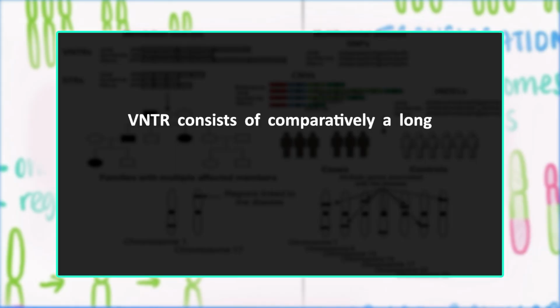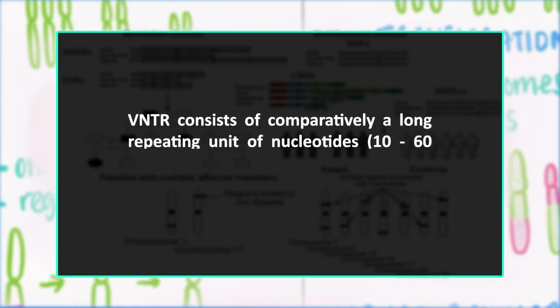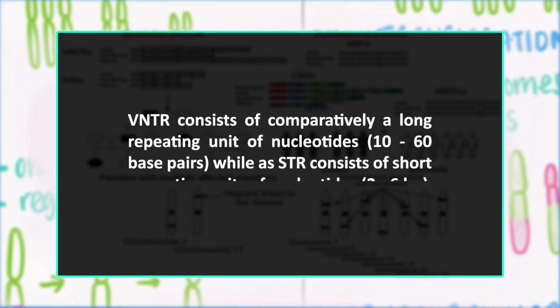The main difference between VNTR and STR is the length of the repeating units of each type of tandem repeat. VNTR consists of a comparatively long repeating unit of nucleotides, usually 10 to 60 base pairs long, while STR consists of short repeating units of nucleotides, usually 2 to 6 base pairs long.